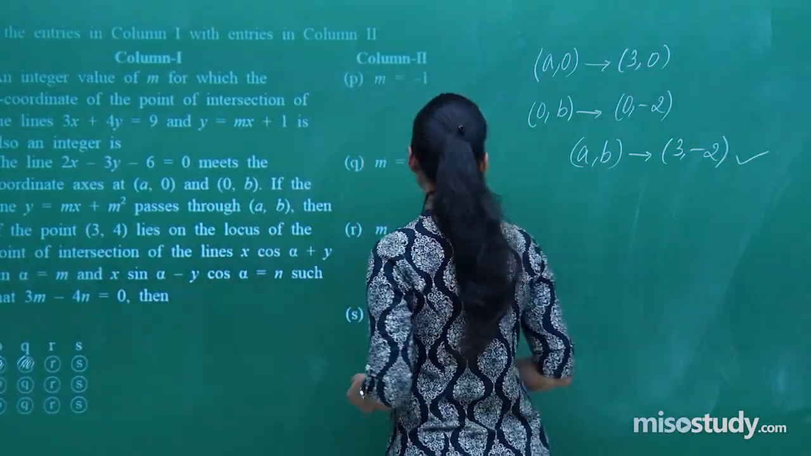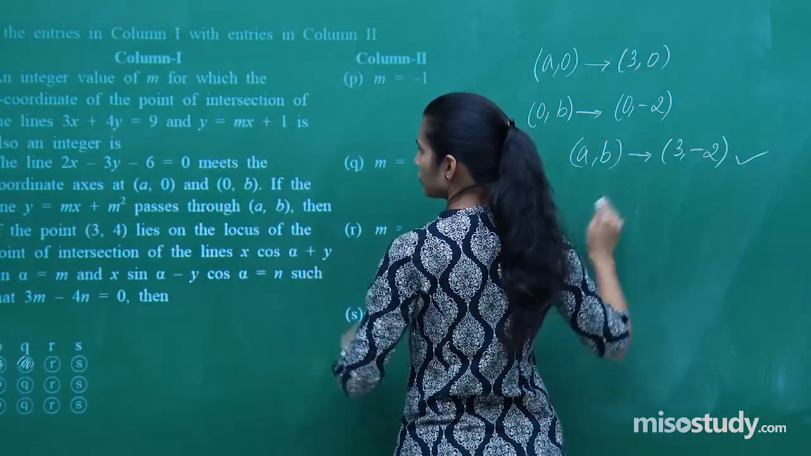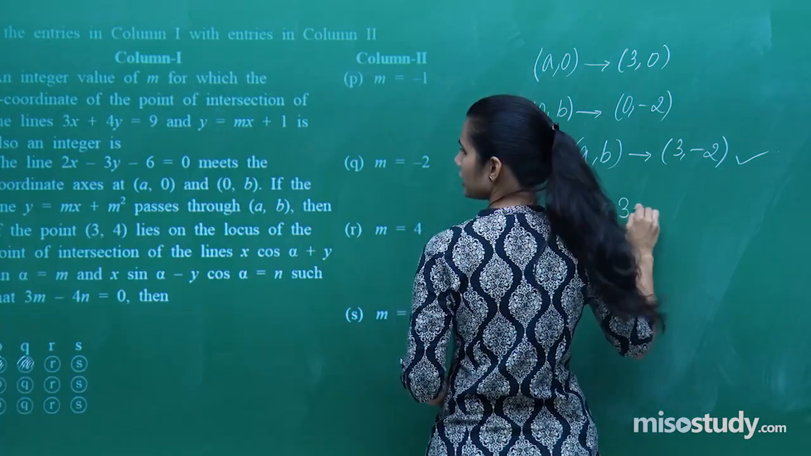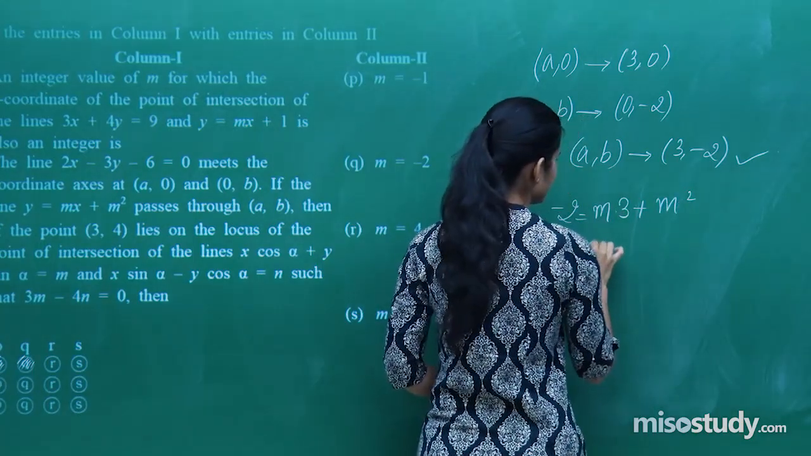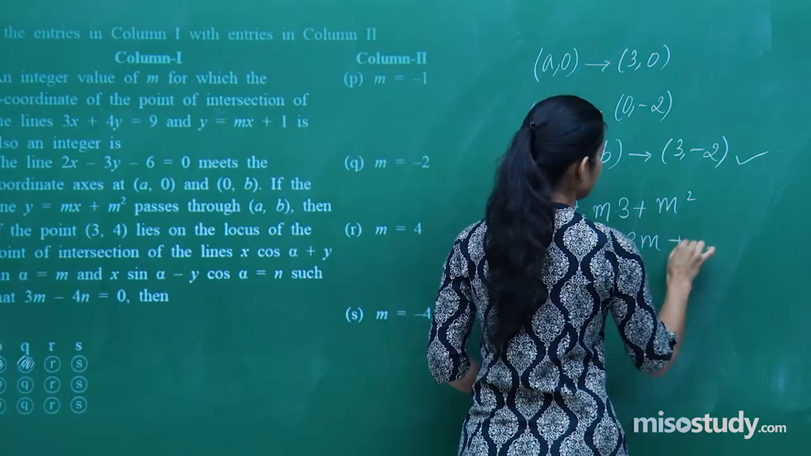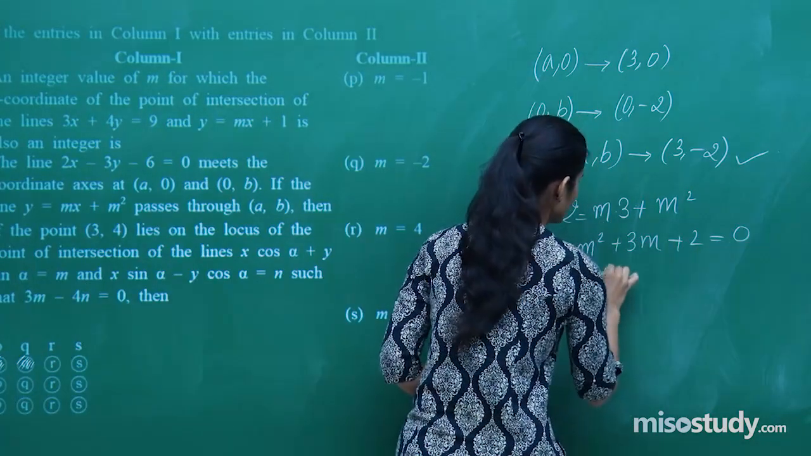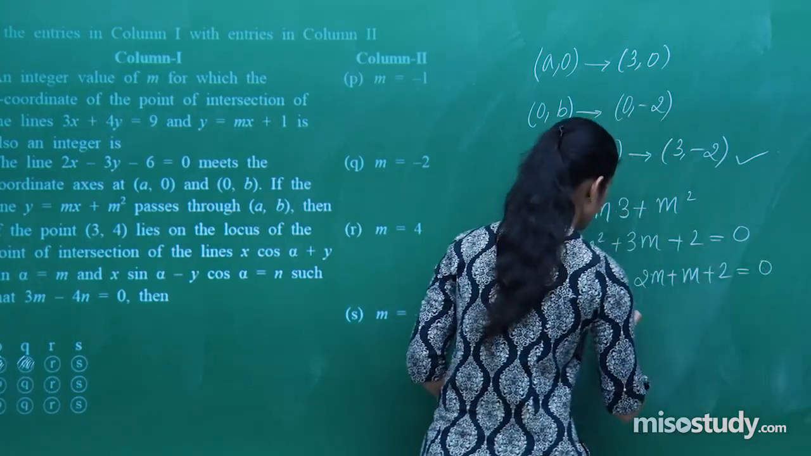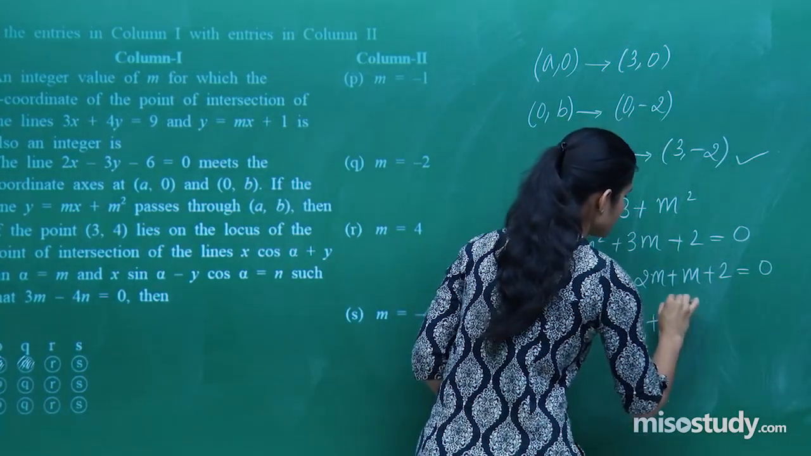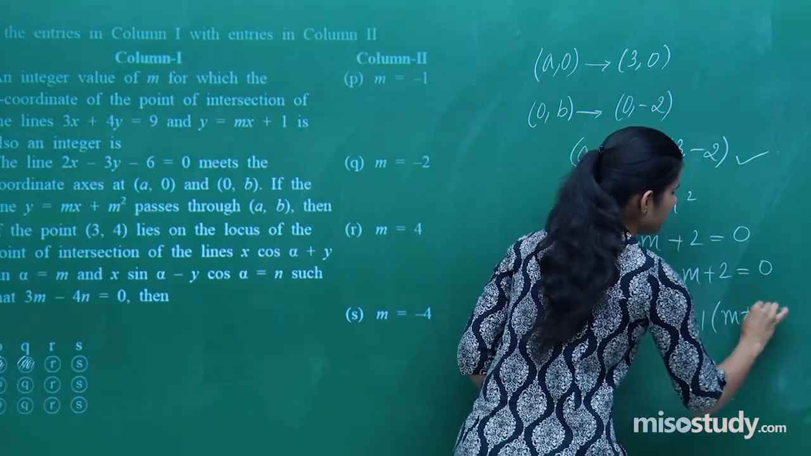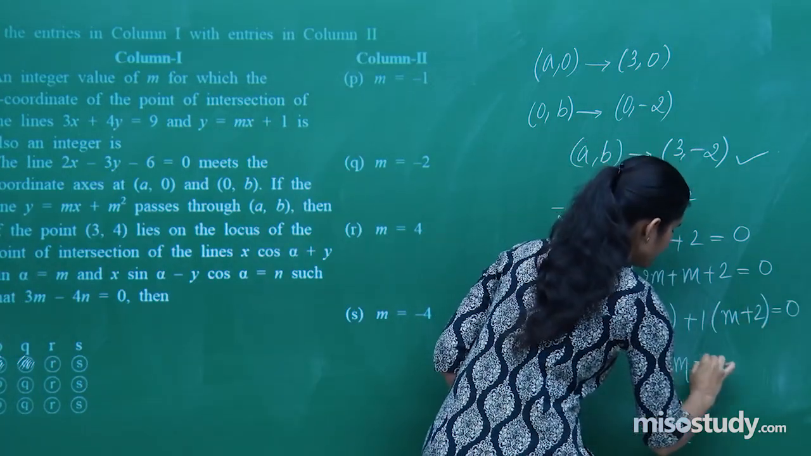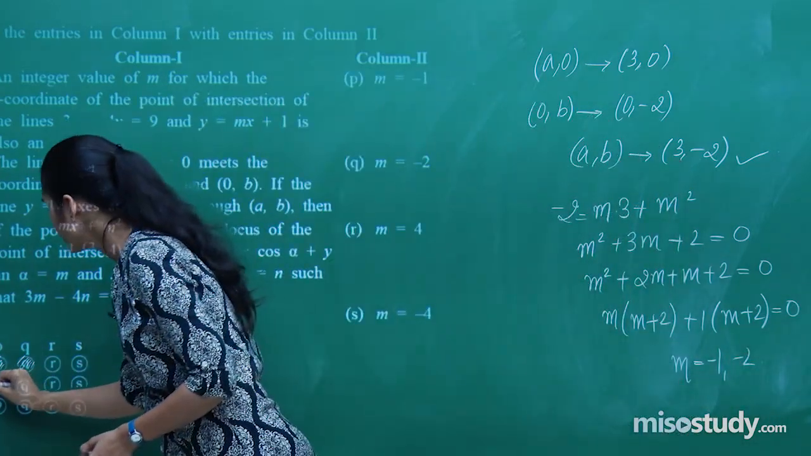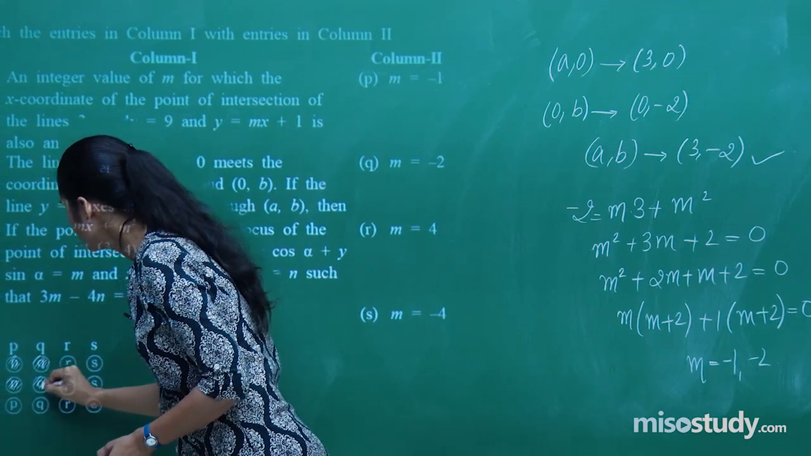This line is passing through a comma b, that means a comma b is going to satisfy the equation of this line. Y is minus 2, m into x, m into 3 plus m square. So you get m square plus 3m plus 2 equals 0, which is m square plus 2m plus m plus 2 equals 0. m plus 2 into m plus 1. So you are getting m equals minus 1 and minus 2. Again, P and Q will be shaded against B.